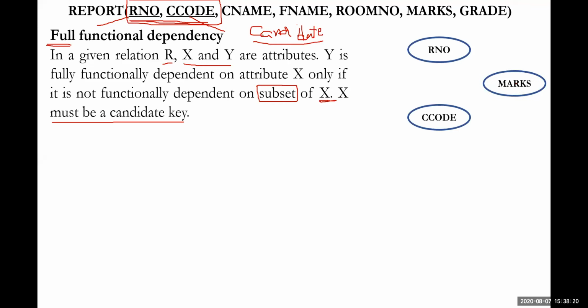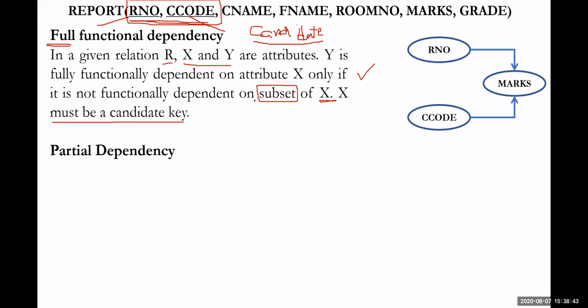Marks will depend upon, as in the example I just gave, not only the course code, it must also depend upon the register number. If you get some marks in a particular course, you need to know for whom they have been secured. So you need to know that particular value also. That is why it is called a fully functional dependency.